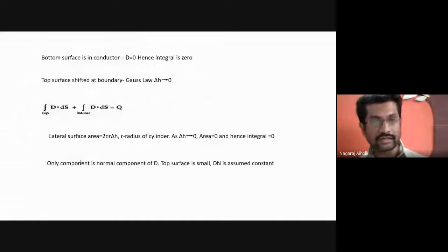The normal component of D is again equal to D bar only, because the tangential component of electric flux density is 0. Et is 0, since the tangential component of electric field intensity is 0. D is equal to epsilon into E, so Dt will be epsilon into Et. Et is 0, therefore Dt will also be equal to 0. That we have done in the last class. Tangential component of electric flux density is 0.